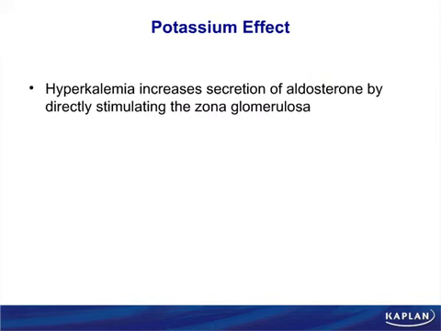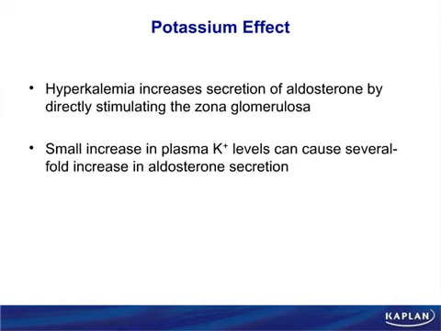Finishing out this section was to remind you that potassium increases aldosterone, and it does that so it will excrete potassium. A small increase in potassium causes a big increase in aldosterone.